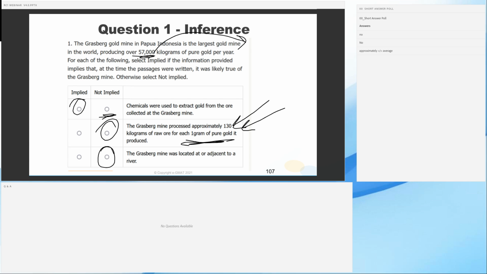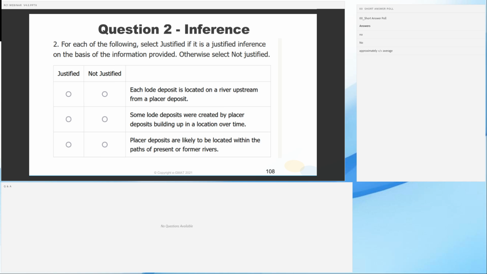And you can really see how MSR actually sharpens your prowess in CR and RC as well. Okay. Let's look at 2. For each of the following, select justified if it's a justified inference on the basis of information provided. Otherwise, select not justified. So given a piece of information, can you justify the statement? Each, which means every lode deposit is located on a river upstream from a placer deposit. So every lode deposit leads to a placer deposit. No, we can't say that. That's not justified. We know placer deposits come out of it, but every lode deposit has a placer deposit? Absolutely not.